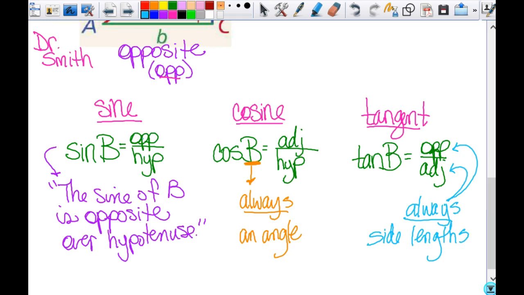Now, labeling should be a piece of cake. Setting it up is a piece of cake as long as you can remember which one's opposite and hypotenuse and which one's adjacent and hypotenuse, that sort of thing. So we have an acronym for that. Y'all know what an acronym is? Okay, sometimes acronyms you can pronounce, sometimes you can't. Like PMHS is an acronym, but it doesn't really make a word.